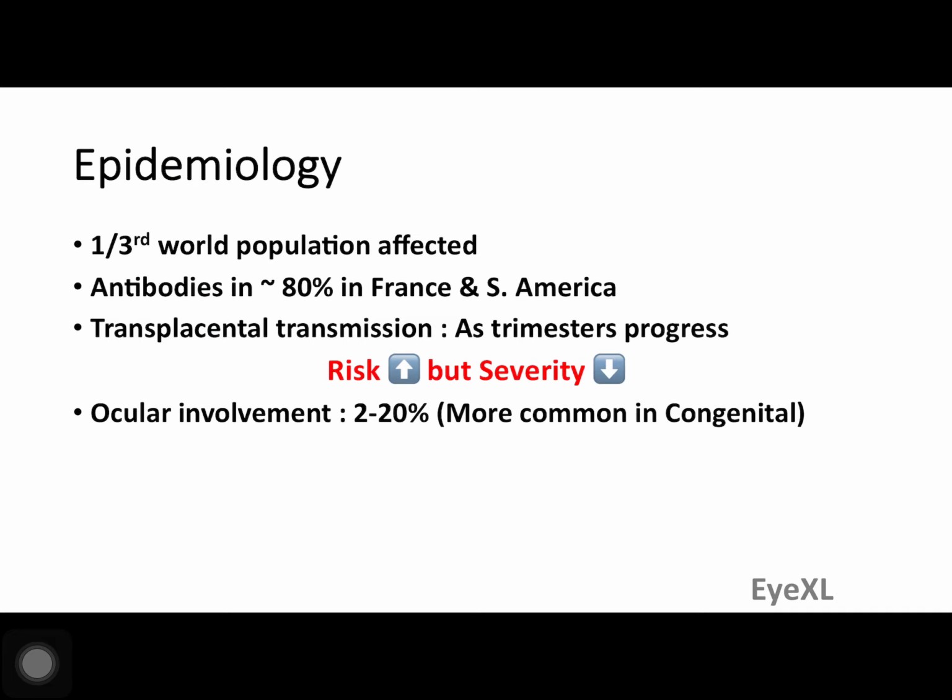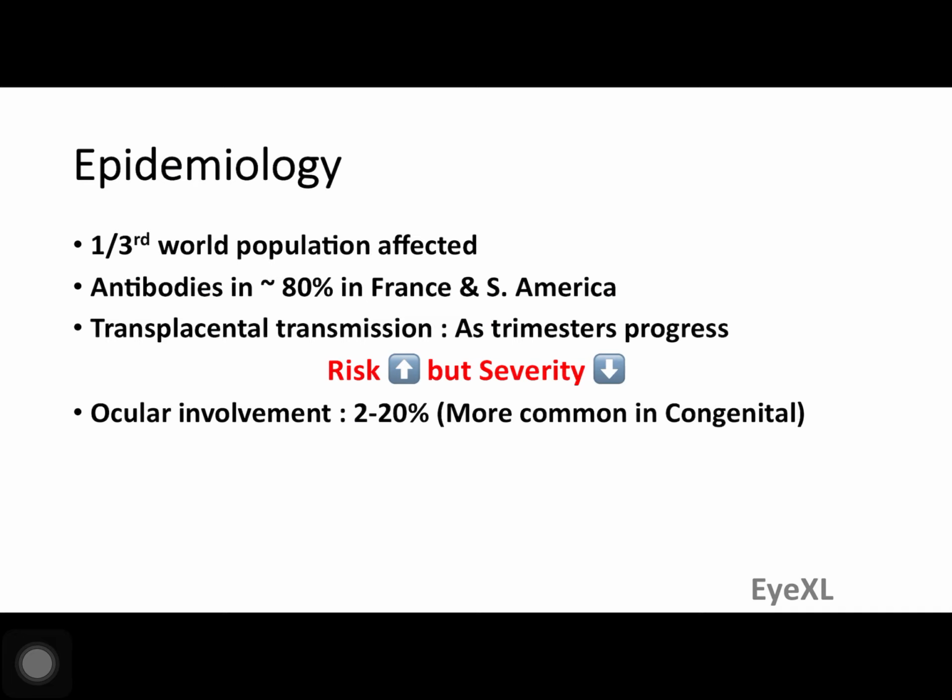One third of the world population at any given time is affected by toxoplasmosis. Does that mean one third of the world population will show symptoms? No. It just means that one third of the world has toxoplasmosis in their body. It doesn't mean that there are clinical features, or that the patient is going to be symptomatic.